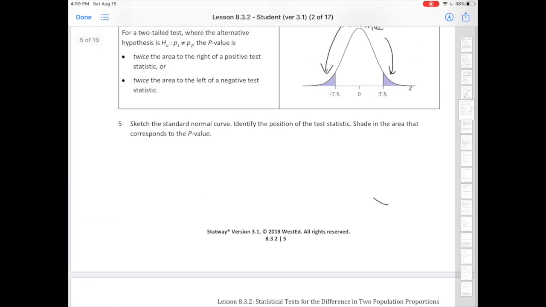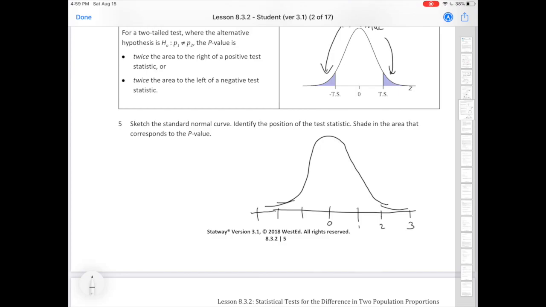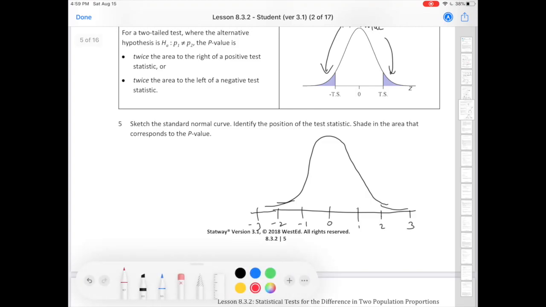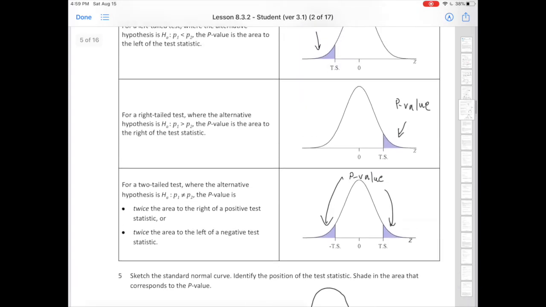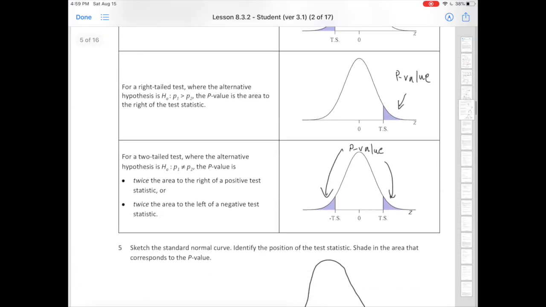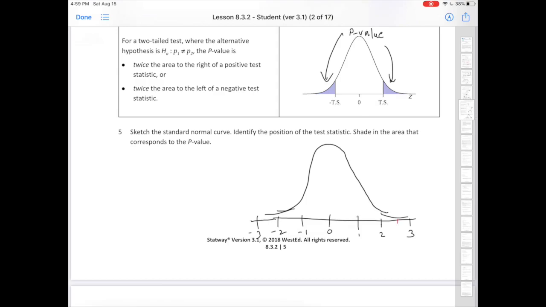So it looks something like this. And if we go 1, 2, 3 standard deviations, 1, 2, 3 standard deviations, right? So this is 0, 1, 2, 3, -1, -2, -3. Then the place where we shade is, remember we got, didn't we get 2.65? Is that right? Yes, 2.65. So this means I have something like that. But then I also have the other side, right?